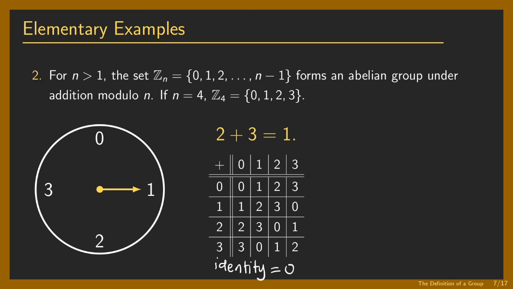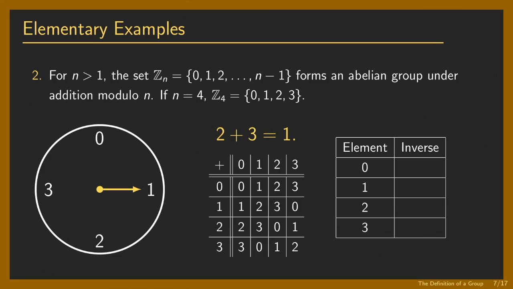Right? How about for the inverses? For example, I have the element 0. What is the inverse of 0? By definition of an inverse, this is the element which when added to 0 gives you the identity, which is also 0. But as you can see from the diagram, 0 plus 0 is 0. So therefore, the inverse of 0 must be 0.